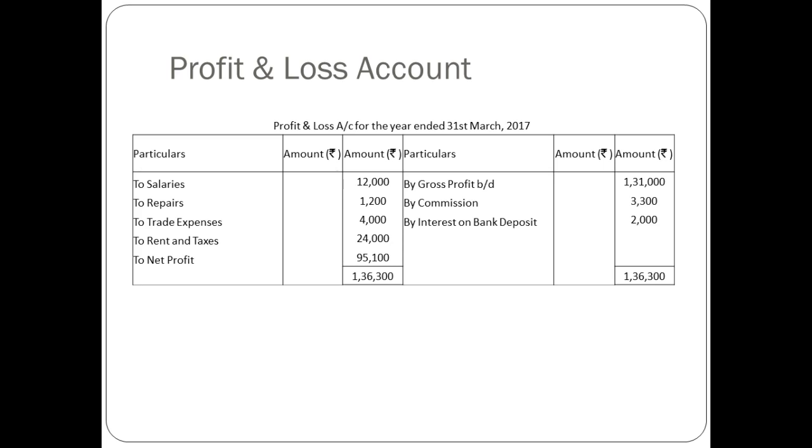On the debit side we have the expenses: to salaries 12,000, to repairs 1,200, to trade expenses 4,000, and to rent and taxes 24,000. We get a balance of 95,100, which is our net profit, and this net profit is transferred to the capital account in our balance sheet, which we will study now.